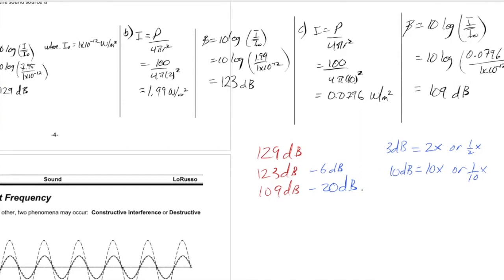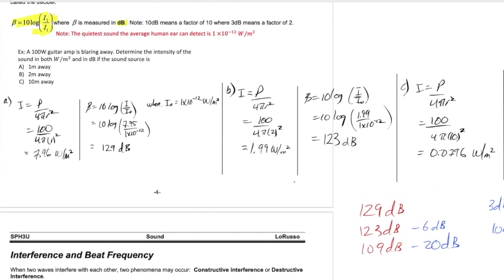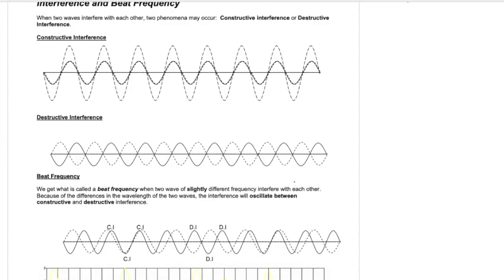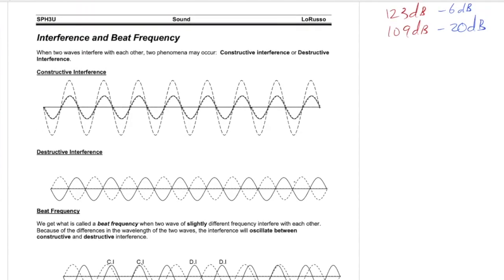So that's how you can do a quick little conversion by just looking at these decibel numbers. Very handy if you're a recording engineer. For a regular person, not so much. But in any case, that's sound intensity. The last thing I want to talk about is beat frequency.